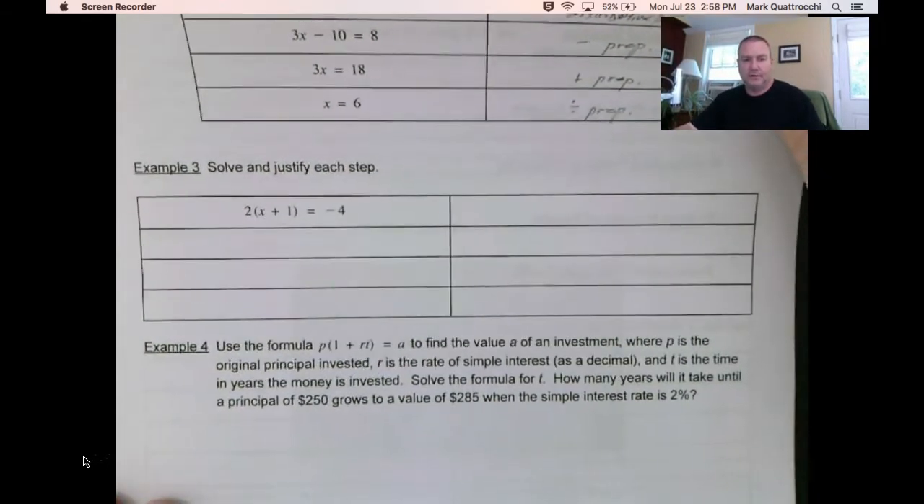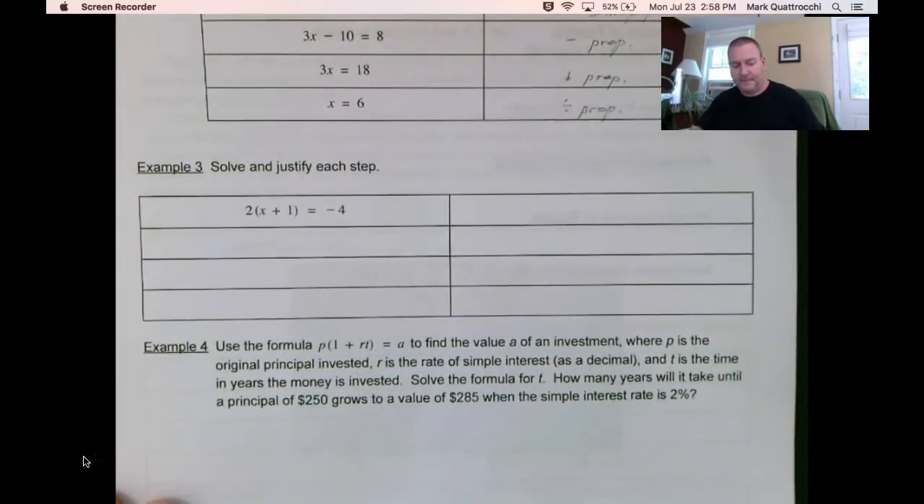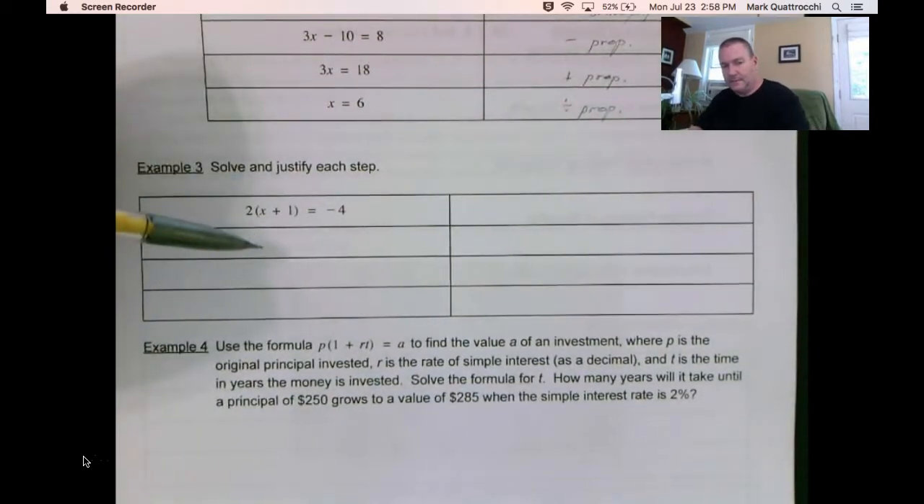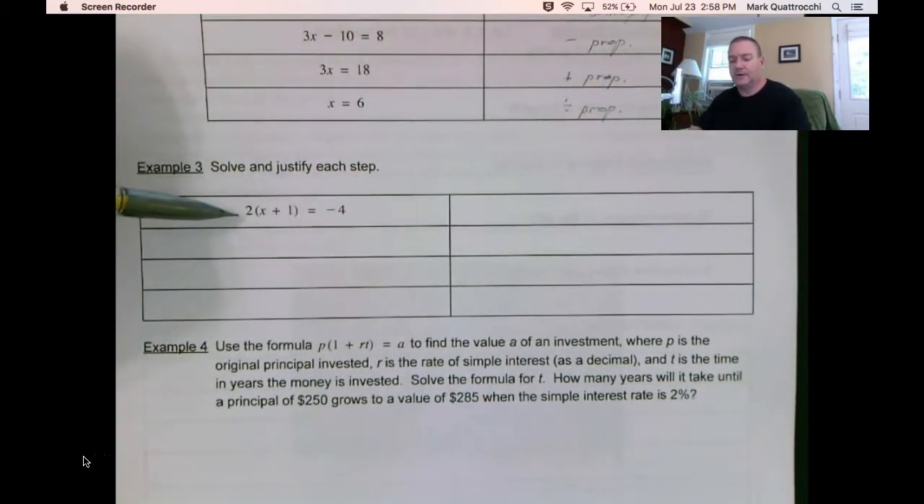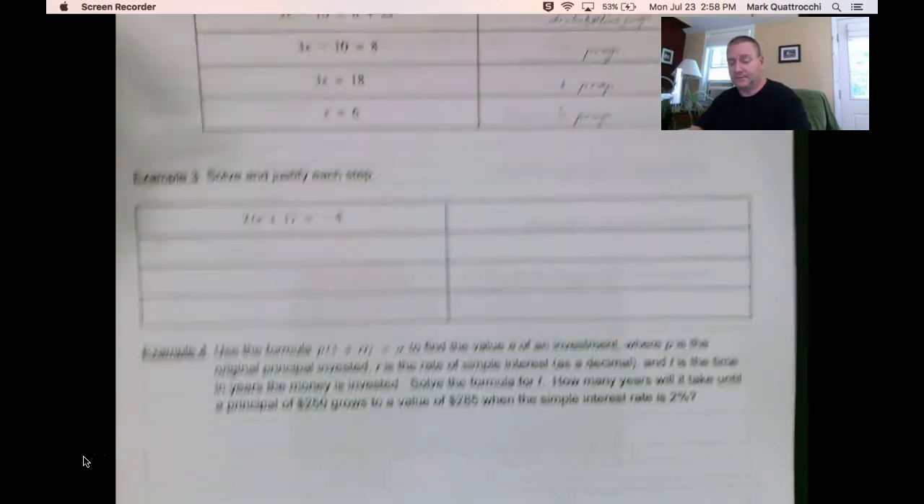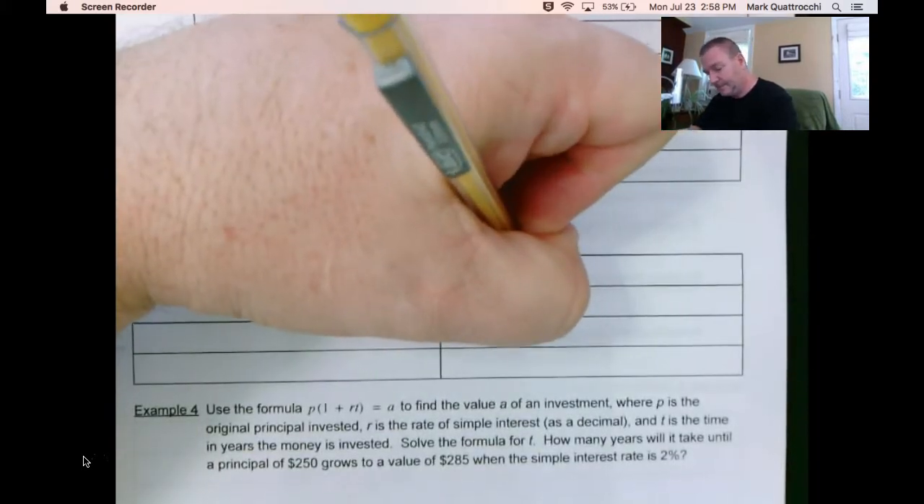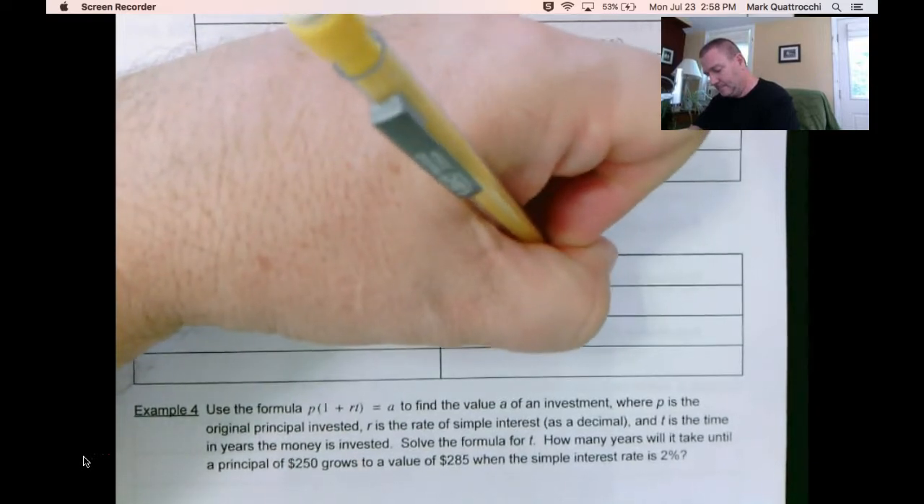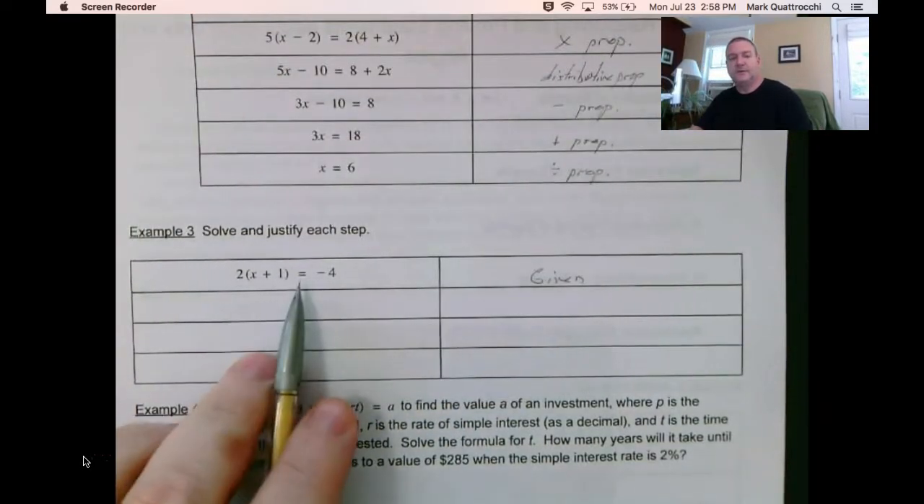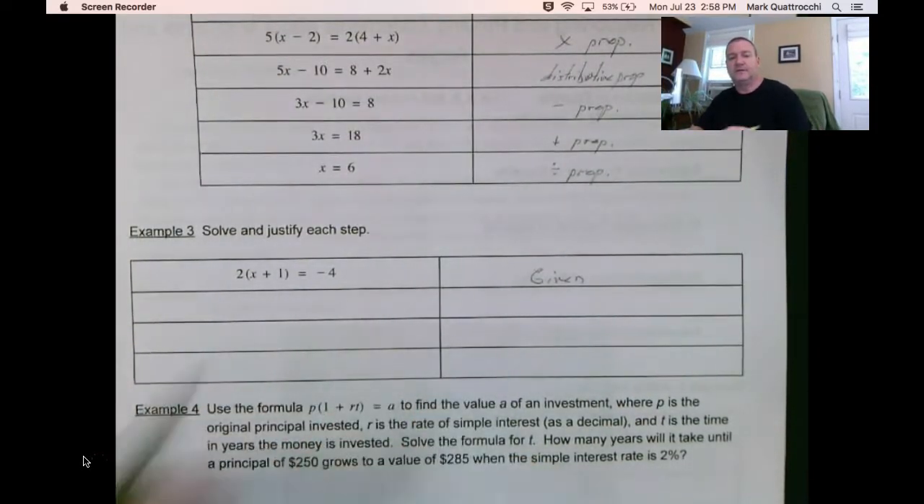Again, solve and justify each step. So there's 2 ways to solve this problem. One way is start off by dividing both sides by 2, which is what I'm going to do. This is a little different from the answer key. Oh, this is given. In the answer key, I distributed first, distributive property, just to show you that that's a different way of doing it.